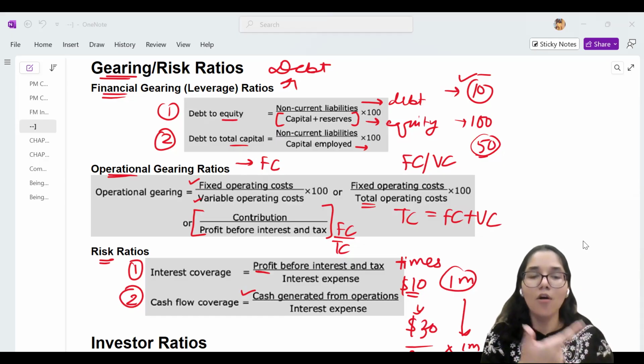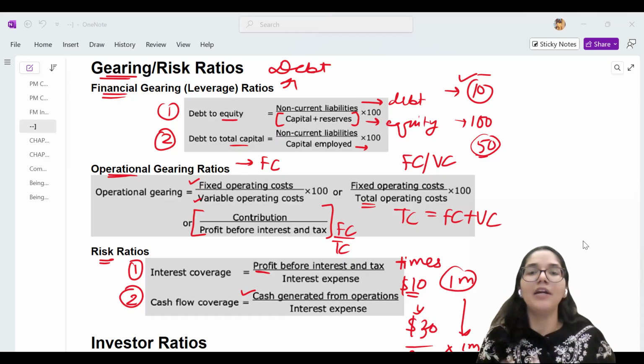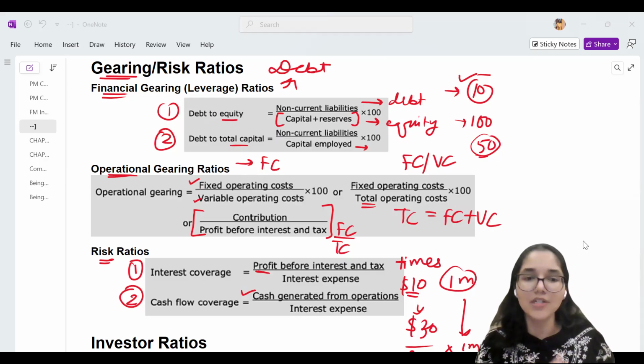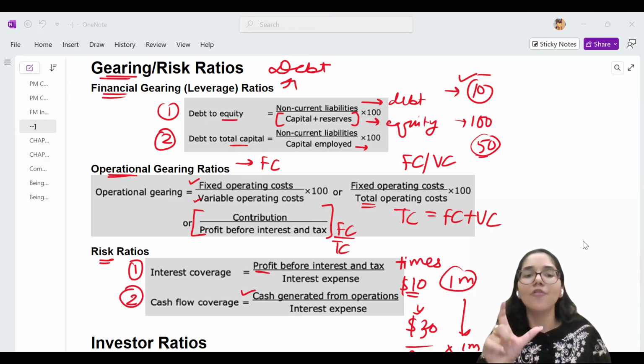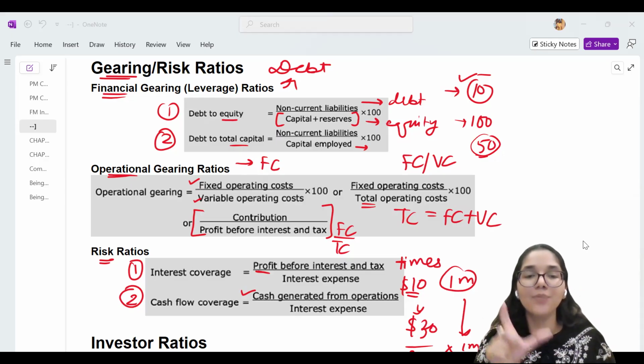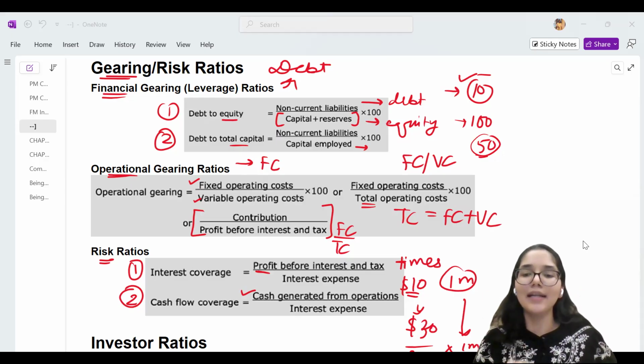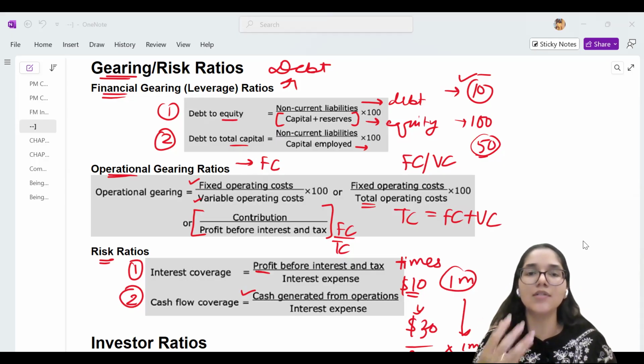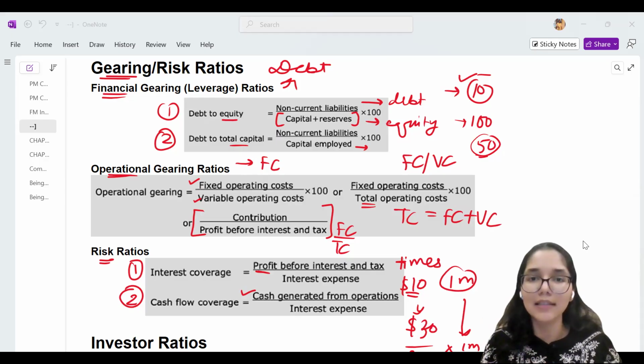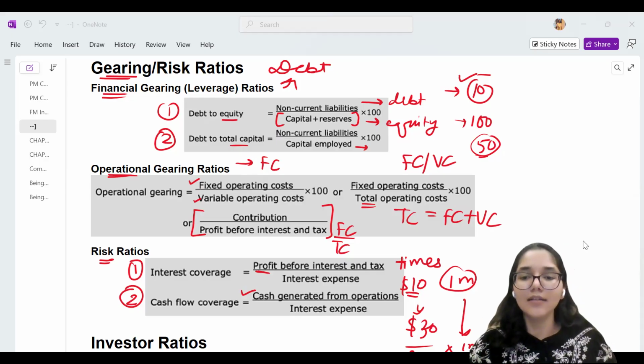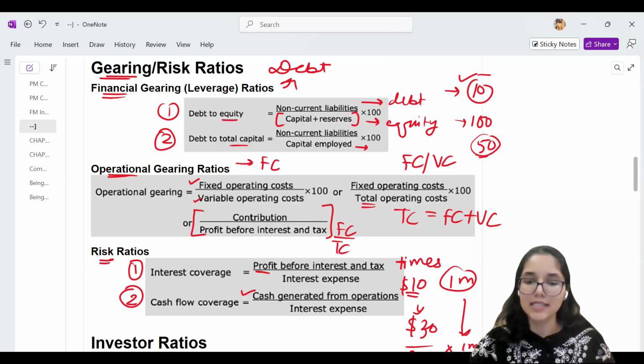The formula is accordingly modified. We take the cash generated from the operations and we divide it by the interest expense. So this ratio will let you know how many times the company will be able to pay the interest with the cash that they have with themselves. So these are the subcategories that we learn as a part of the gearing or the risk ratios.